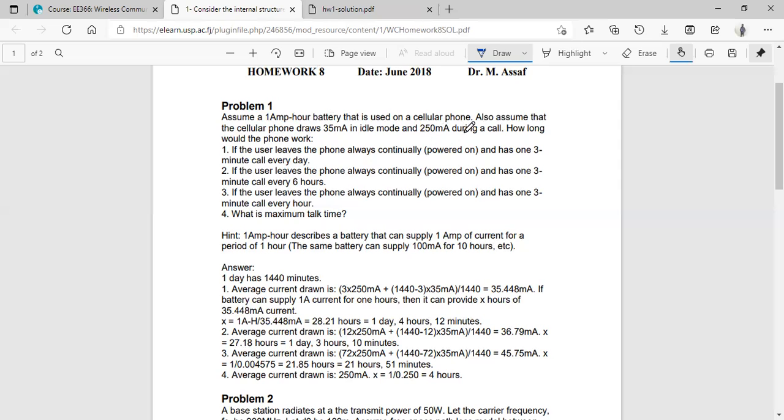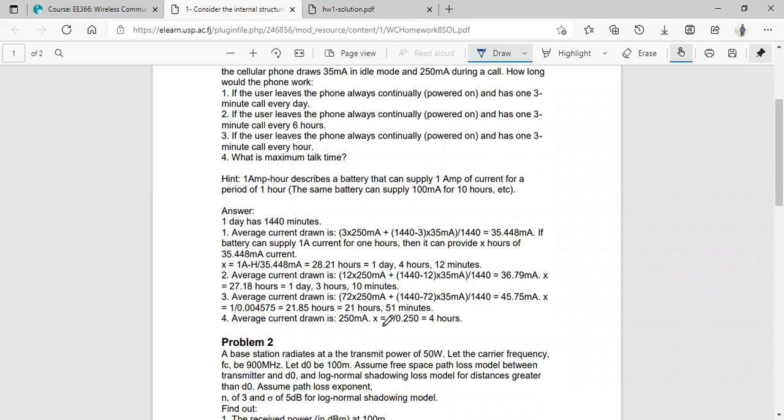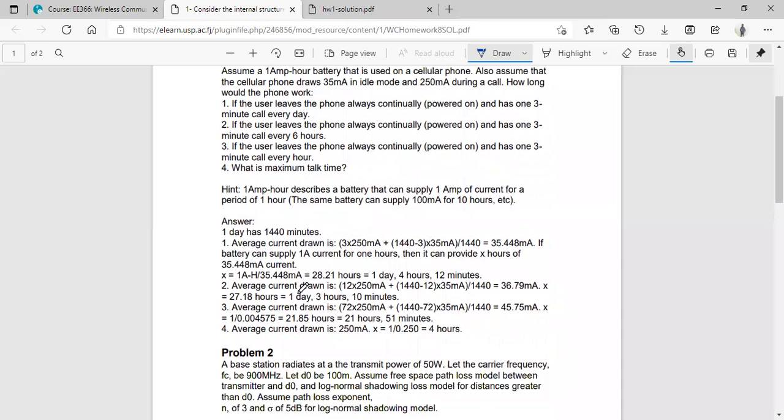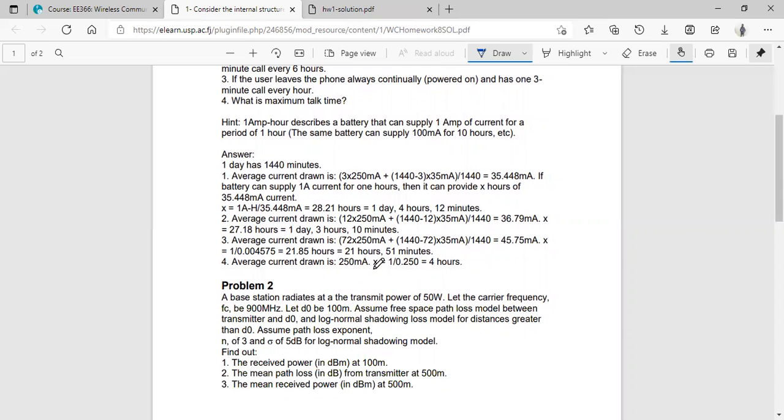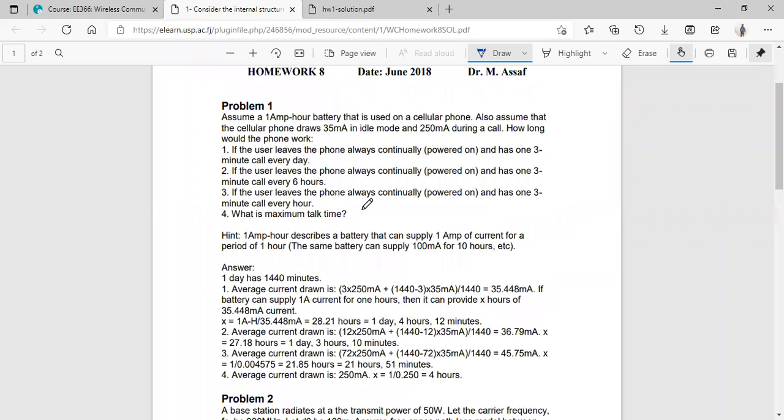In order to find the number of hours, we divide this 1 ampere hour by 250 milliamps. That will give us the total number of hours of talk time. So we have 1 ampere hour divided by 250 milliamps, which can be written as 1 upon 0.250, which is equal to 4 hours. So that's regarding problem number 1 of this particular tutorial. Do you have any questions regarding this?